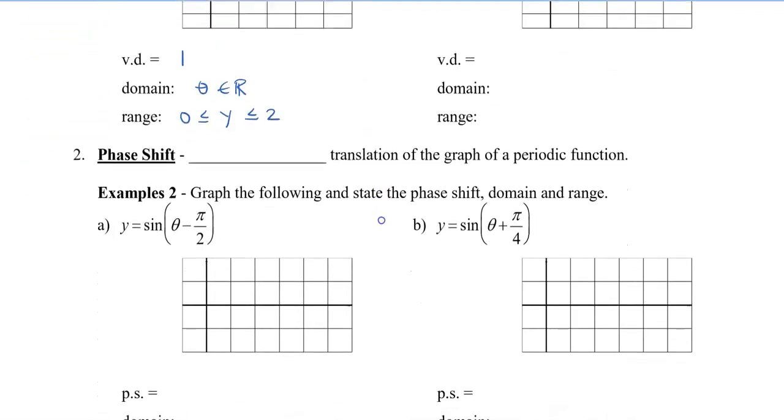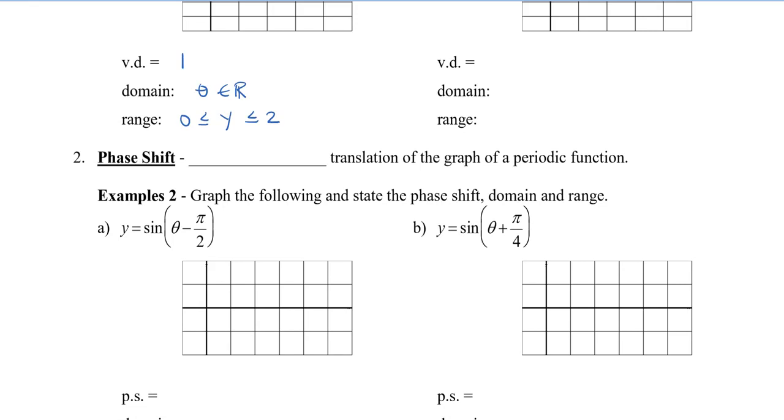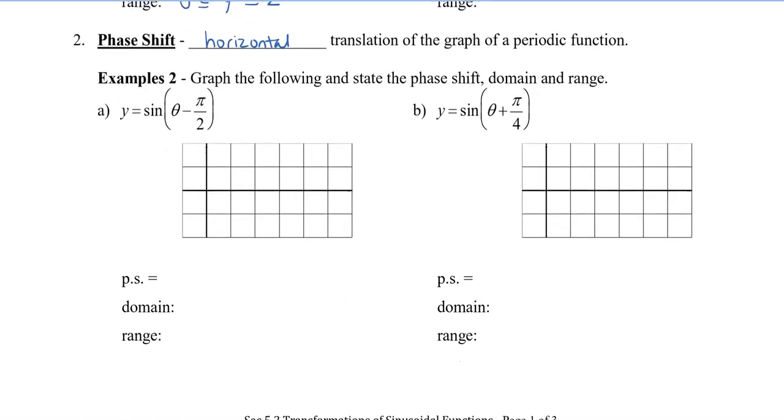Now let's take a look at phase shift. So phase shift in trigonometry is what we call a horizontal translation. So phase shift is kind of just the fancy name in trigonometry, and it is the translation of the graph of this periodic function. So let's take a look at an example. And again, I have sine. And we're going to graph the following. And I want you to tell me the phase shift, domain, and the range.